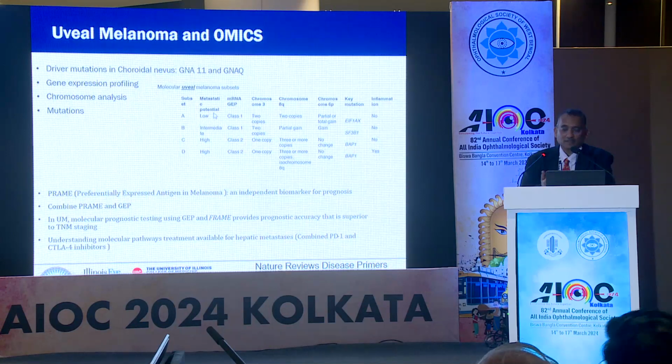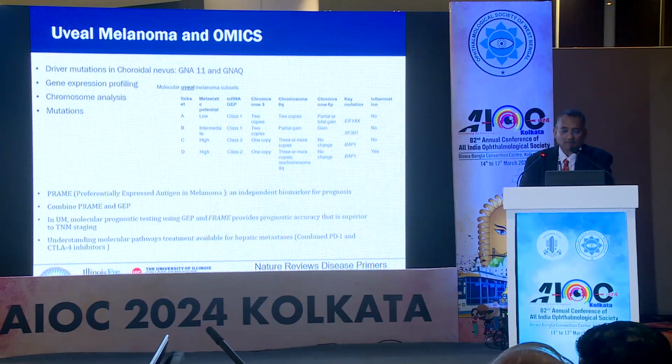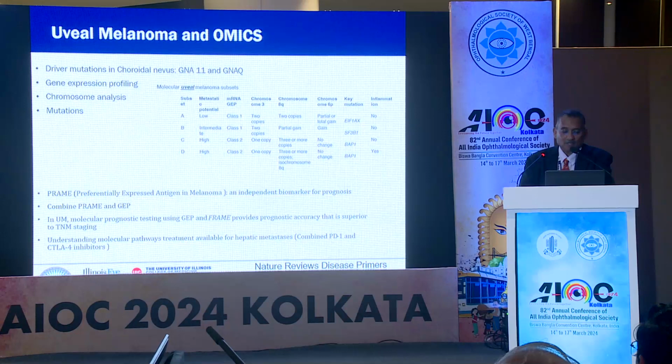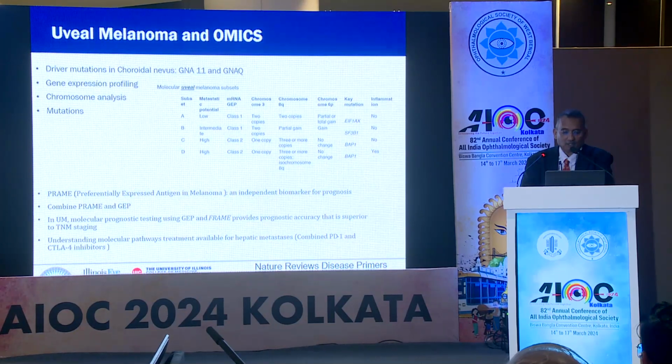So all you need is a fine needle aspiration biopsy to do this, and you're able to prognosticate these into class 1 and class 2 tumors. And if you add on antibody staining with PRAME, you can also improve the predictability of prognostic accuracies, much superior to TNM staging. Why do we need to understand this? Because we do have new pathways available, molecular treatments for metastatic melanoma.